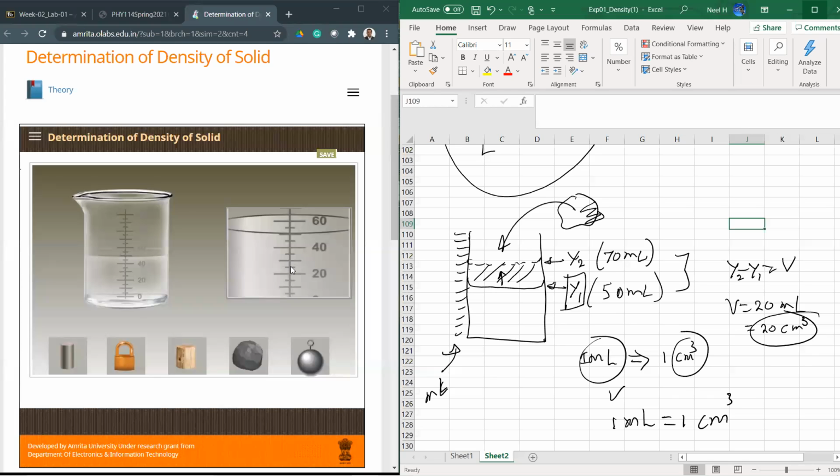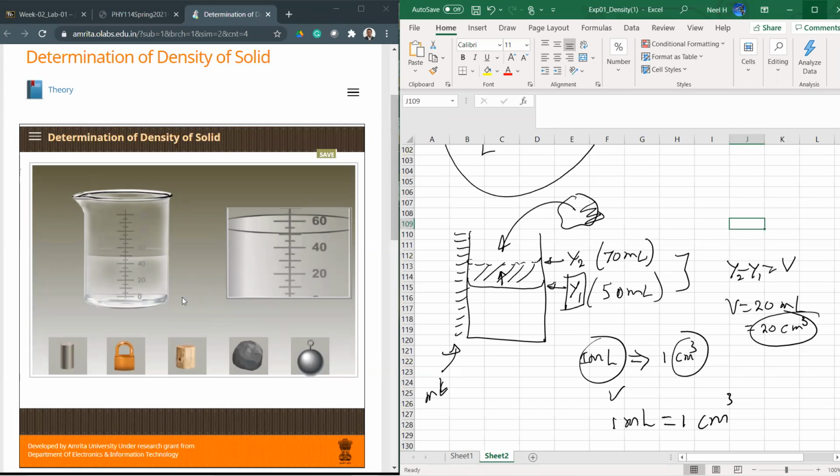What's the starting point? Right here, this line, this is the water line. And the endpoint? To get the endpoint, you have to put the object in first. So this is the starting point. You read that first. This is about 50 milliliters.